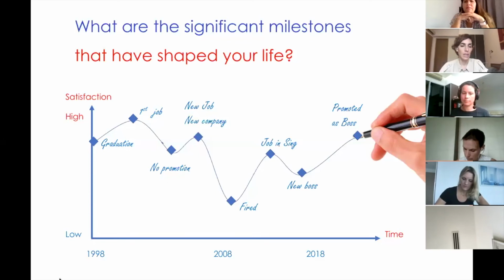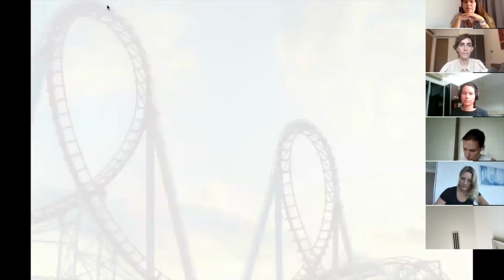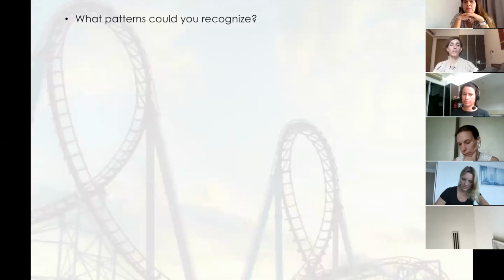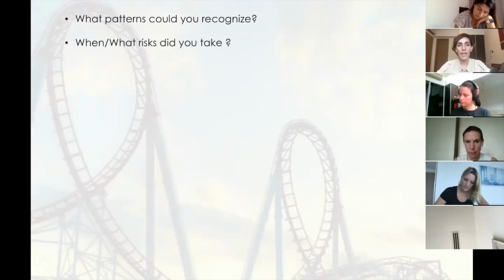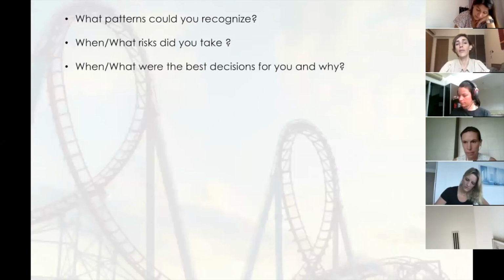So now that you have your life map, I'm going to ask you some questions. Do you see any patterns? What patterns could you recognize? Look at your life map. Is there any pattern you can write down? Can you look at your map and see what risk you took in your life? Maybe moving to a new country, changing job. What were the best decisions for you and why?